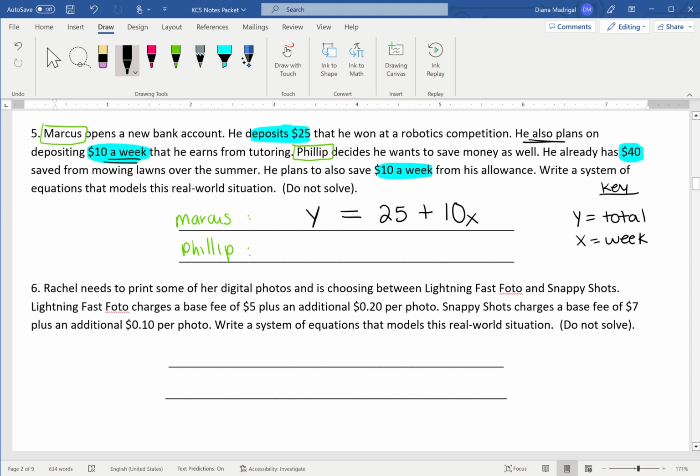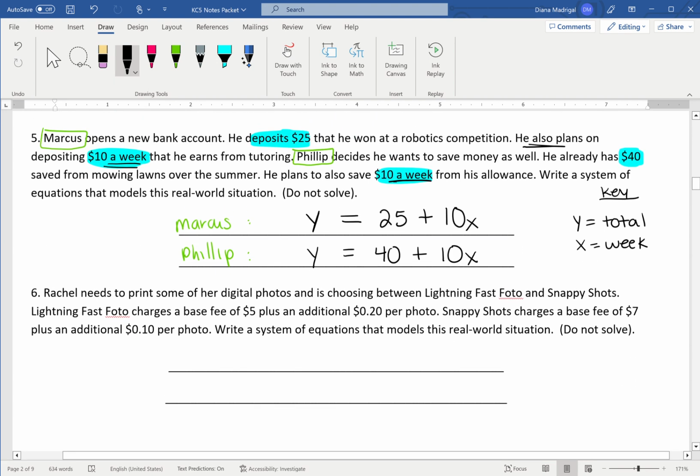Philip wants to do the same thing, so therefore I don't know the total, so it's also unknown. Okay, he's going to deposit 40 plus $10 a week. Again, I don't know how many weeks he's going to do that for, so I'm going to put X. Okay, so this is a tricky one because we don't know the total.